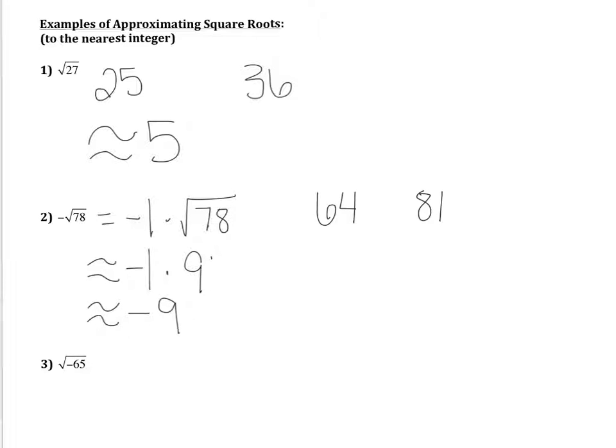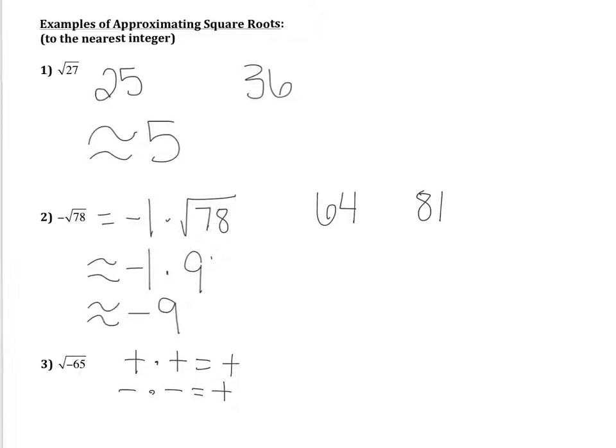Now let's look at number 3, the square root of negative 65. Really think about what a square root means. A square root means what number times itself gives me the number underneath the square root symbol. So if you think about it, if I ever take a positive times another positive number, I would always get a positive answer. If I took a negative times a negative, I always get a positive answer.